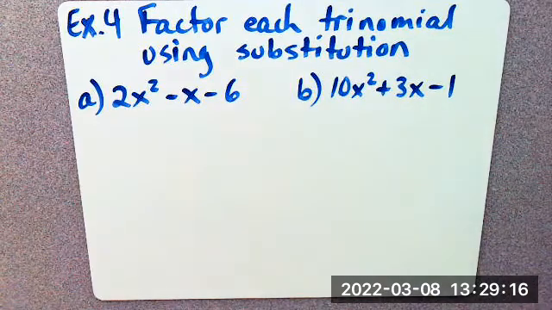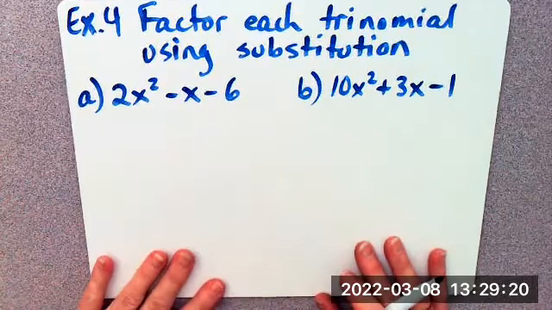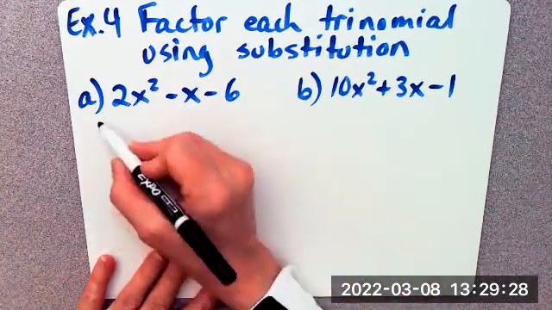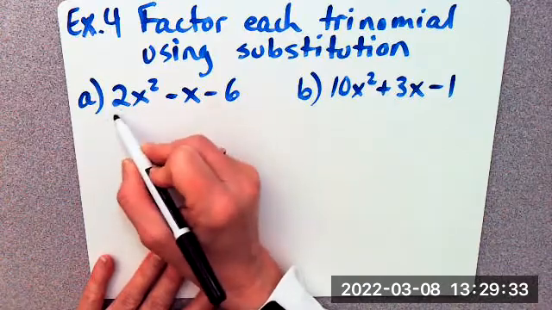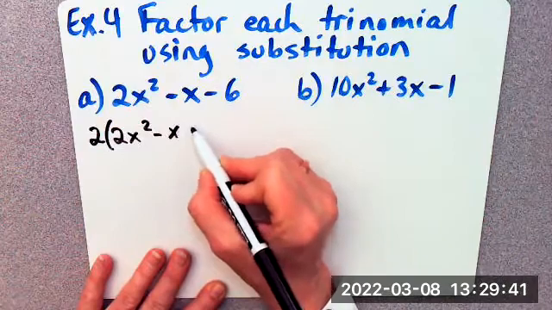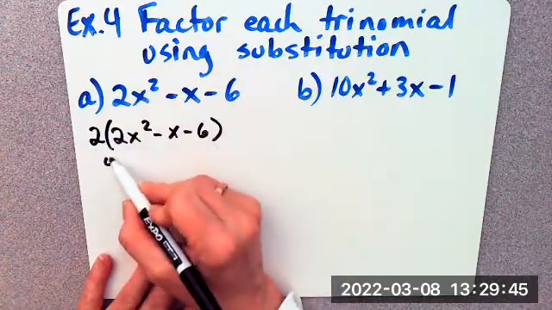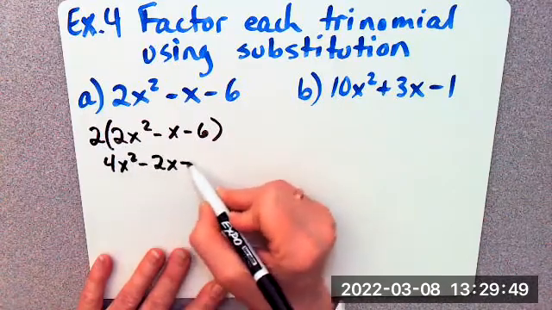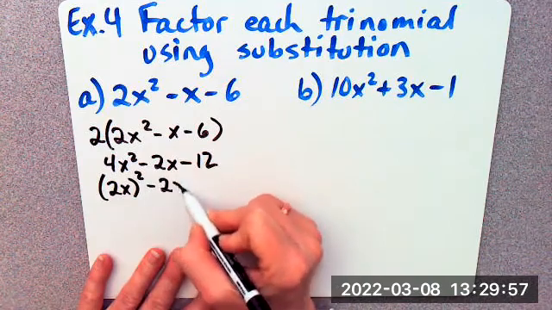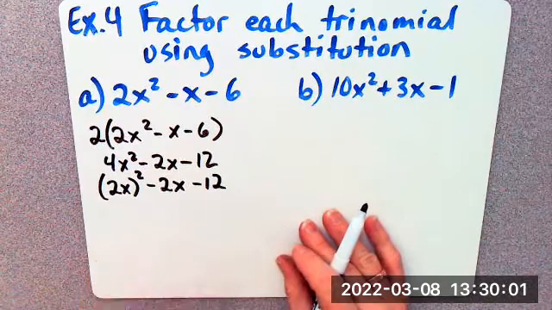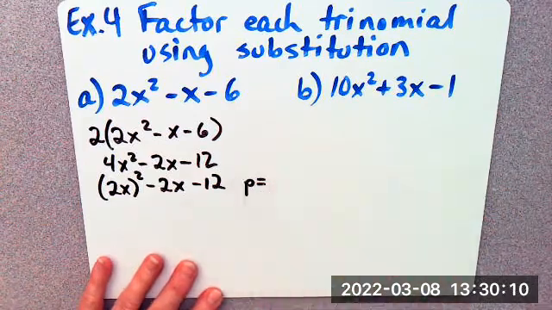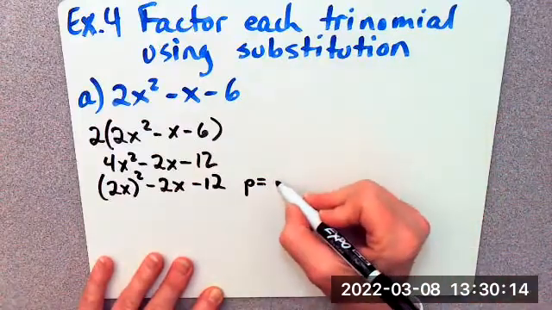All right, so let's factor these trinomials using substitution. This is a new technique for me to use, but I looked at it and I see the merit. I haven't used it, but it does have some merit. So if this is a 2, we're going to multiply everything by 2. So then we have 4x squared minus 2x minus 12. Now, if we note, this is the same thing as (2x) squared minus (2x) minus 12. So now we can say that P equals 2x.